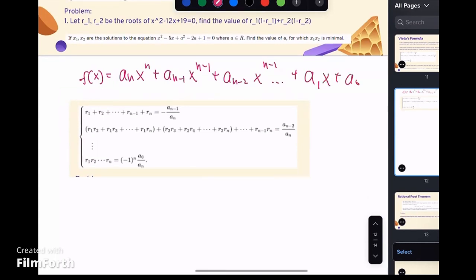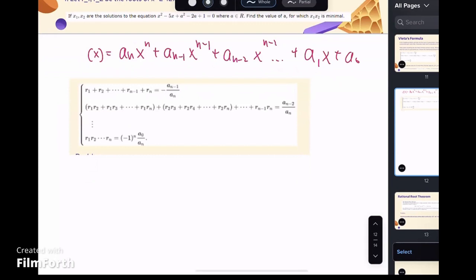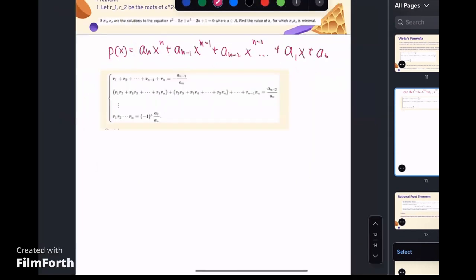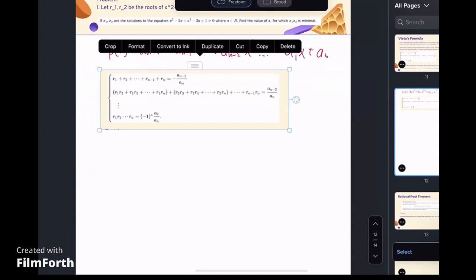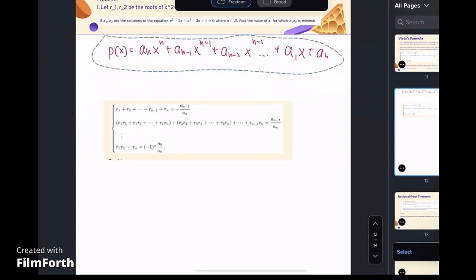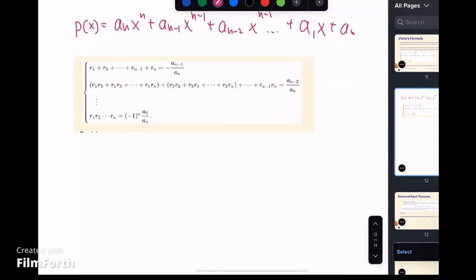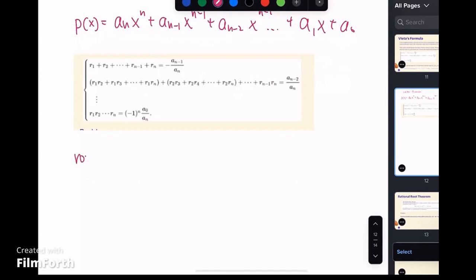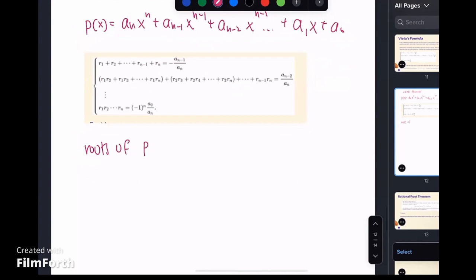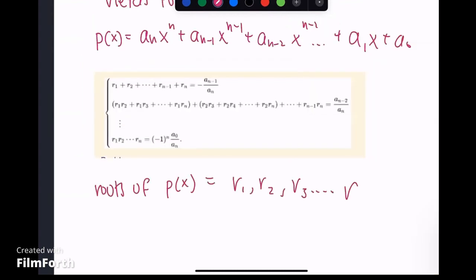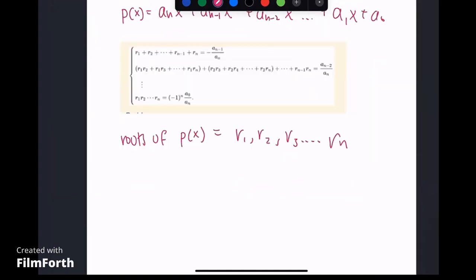Okay, so let's say our polynomial, just not to confuse you with functions and polynomials, let's say it's P(x). So this is our polynomial. What Vieta's formula states is below. So let's say the roots of P(x) are r1, r2, r3, all the way to rn, and it's an n degree polynomial.